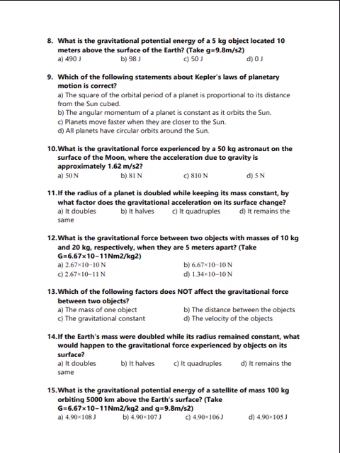Next question is, what is the gravitational potential energy of a satellite of mass 100 kg orbiting 5000 km above the Earth's surface? So options are 4.90 × 10^8 joule, 4.90 × 10^7 joule, 4.90 × 10^6 joule, or 4.90 × 10^5 joule. Correct answer for question number 15 is B, that is 4.90 × 10^7 joule.